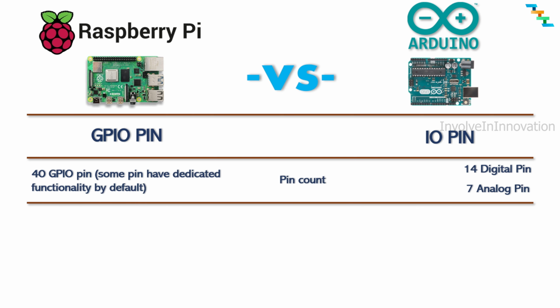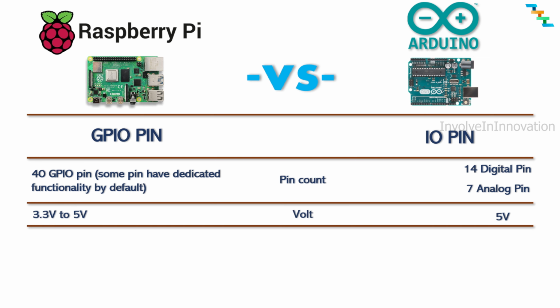So GPIO pins are multi-purpose pins that can be configured as either input or output, and they can be used to connect and communicate with a wide range of external devices such as sensors, buttons, LEDs, motors. GPIO pins allow you to read digital inputs, and they can only read digital input out of the box, and they can write digital output. And in the case of normal input-output, which Arduino has, each pin has a dedicated purpose. For example, the Arduino Uno has 14 digital pins and 7 analog pins. And you also have pulse width modulation, universal asynchronous receiver transmitter pins, I2C pins, and serial peripheral interface pins.